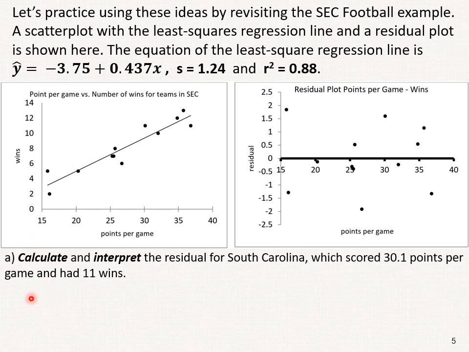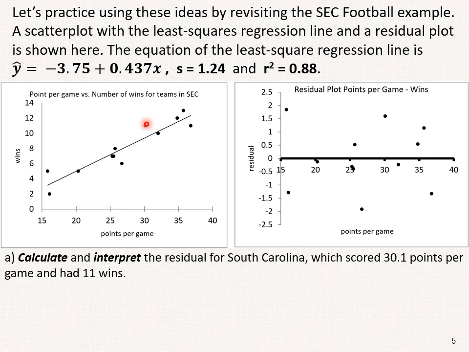And so we know from this data that the number of points per game is used to predict the number of wins. And then over here we have a residual plot. Again, remember the residual plot is the explanatory variable, which is the average points per game, plotted against the residuals. Okay, so A: calculate and interpret the residual for South Carolina, which scored 30.1 points per game and had 11 wins. So let's see if we can figure out which of those points is South Carolina.